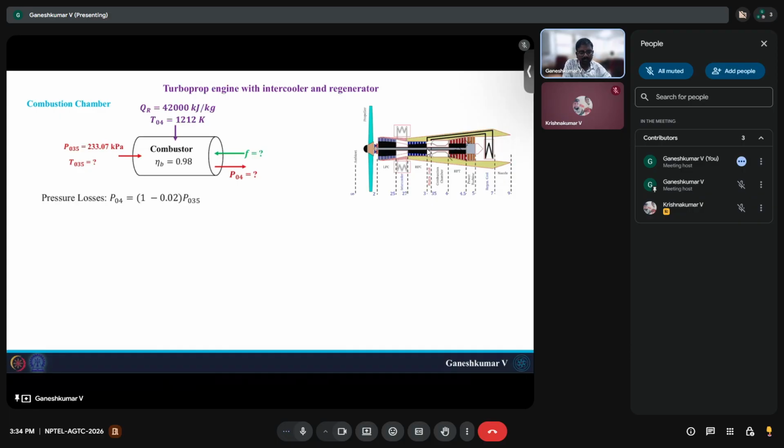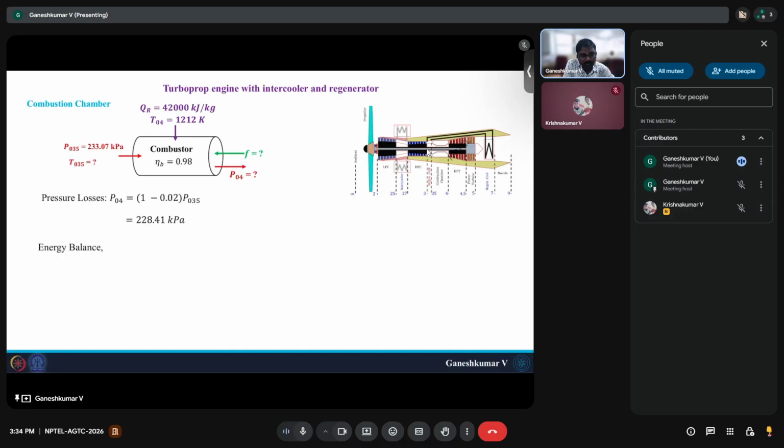In the combustion chamber, the pressure losses we already know. From the exit of the regenerator, we know the pressure, so from there we can find P035, which is 233.07 kilopascal, which we already know. Across the combustor, you have 2% pressure loss. Based on that, you have 228.41 kilopascal. So P04 is already known, and we don't need an equation for P04.